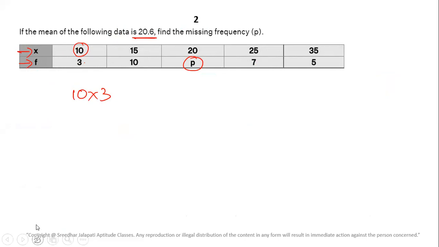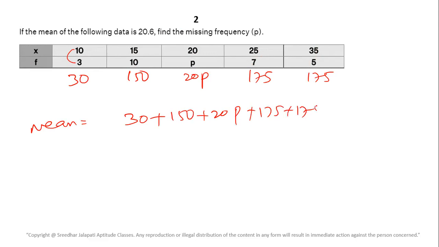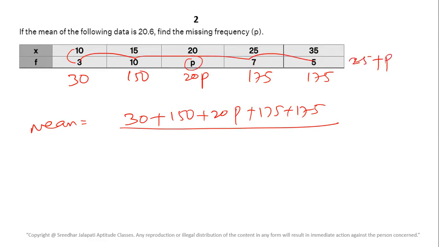Let me multiply the numbers directly here just to save our time. This is 30. Here 15 occurred 10 times, so 150. 20 occurred P times, so 20 into P. 25 occurred 7 times, 175. 35 occurred 5 times, 175. So now mean is equal to the sum of object multiplied by frequency, 30 plus 150 plus 20p plus 175 plus 175, divided by the total number of frequencies. If I add all the frequencies, 3 plus 10, 13 plus 7, 20 plus 5, 25 plus p. Sum of the frequencies is 25 plus p.